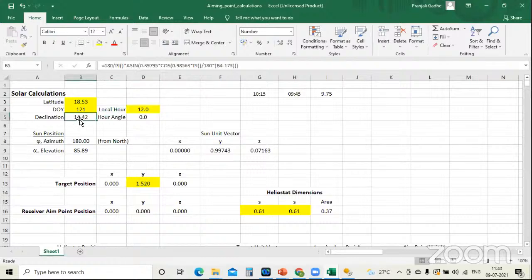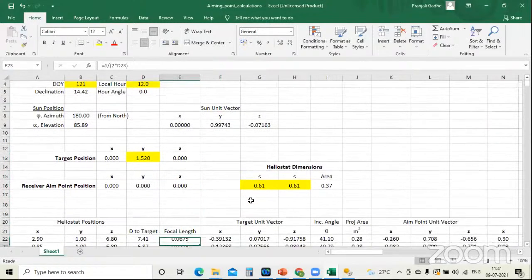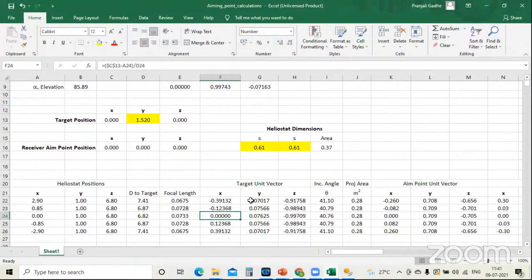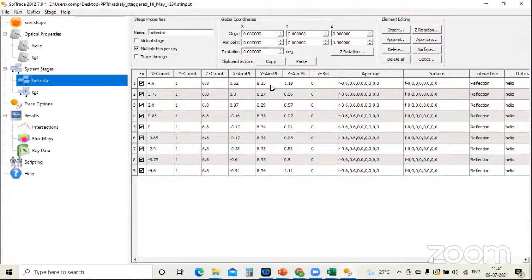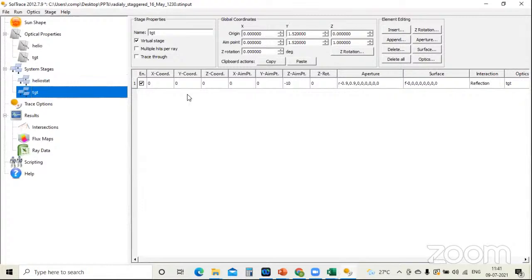That is, what is the declination angle, what is the hour angle at that time, what is the azimuthal angle, what is the elevation angle of the sun position. This is the sun unit vector, that is the XYZ position. This is the target position that we have to give. Target means the receiver position. Based on this input, it will find out the aim point. This X, Y, Z aim point we have to put in this software. Then, after that, we have to give the target position, the receiver position.